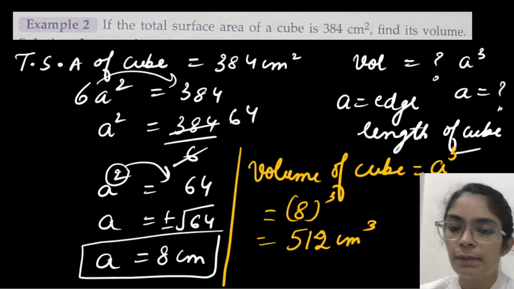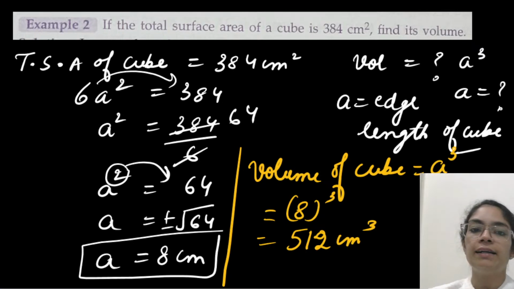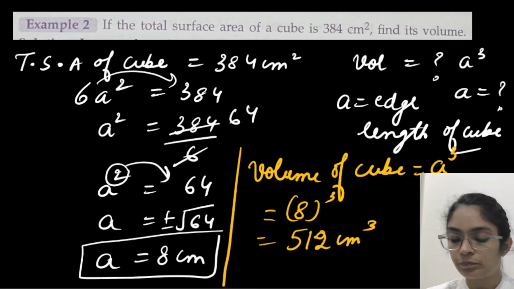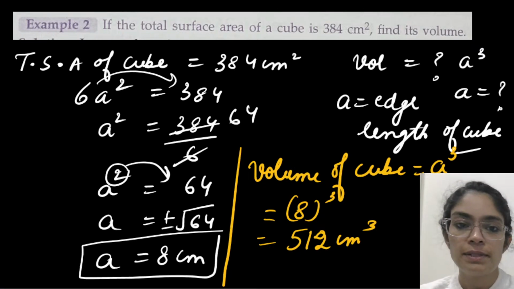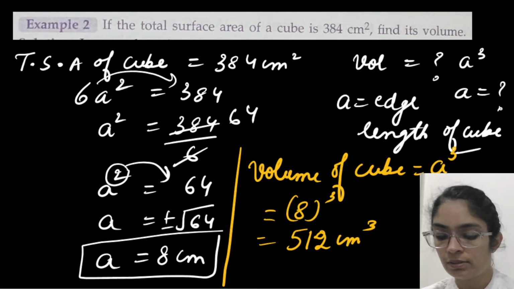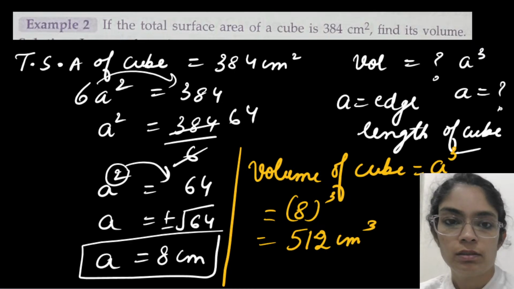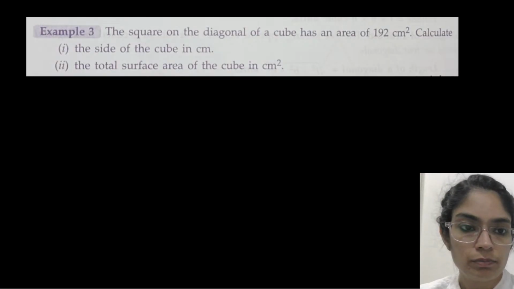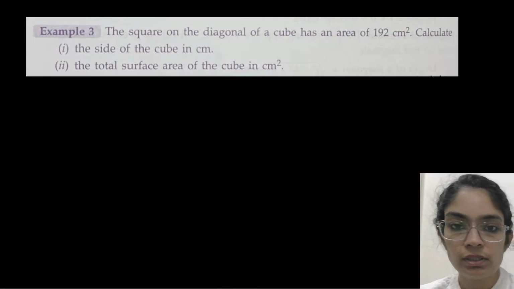And for this chapter, it's better to learn at least cubes 1 to 20 and squares 1 to 30. Calculations will be easy if you know their values. So we have done two questions. Let's do the third one now.